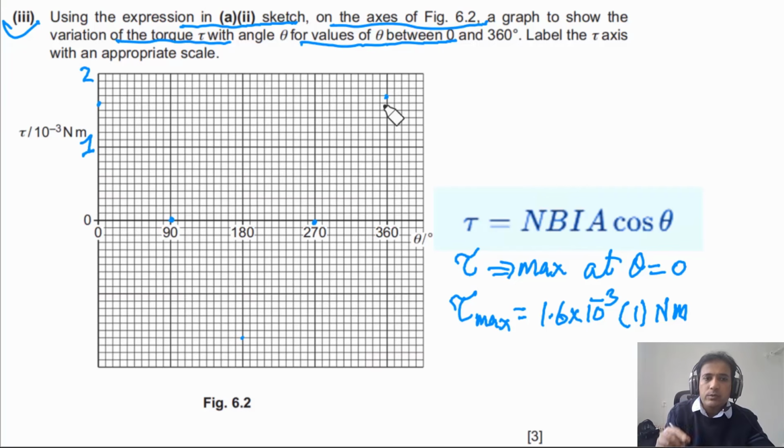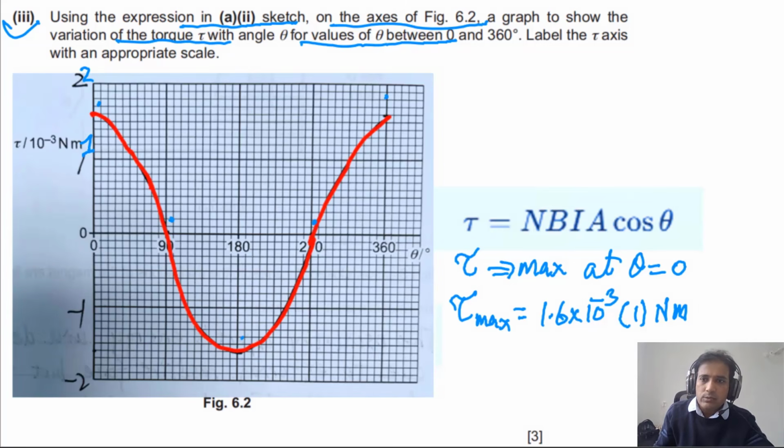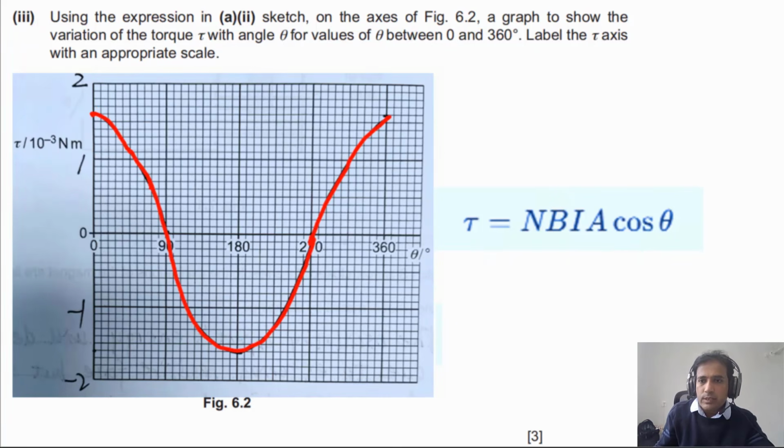So simply we need to sketch this by connecting these points. If we connect these points, our shape should look like this. So this is how we need to sketch. I hope this makes sense to you. These points are important. What is the value at this point? 1.6 times 10 to minus 3. This value is also the same. Here it has to be 0, and again maximum at this point. So this is how you need to answer. The shape of the graph is determined by cosine of theta, and that is the reason this is a cosine graph.